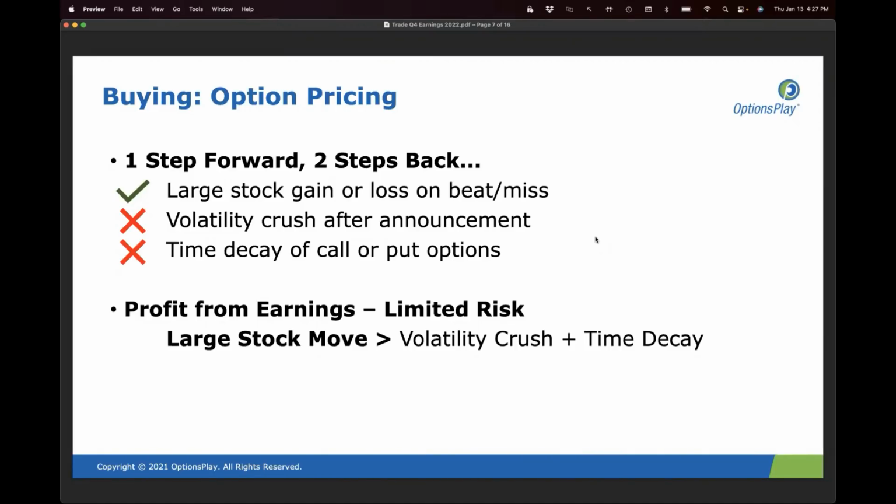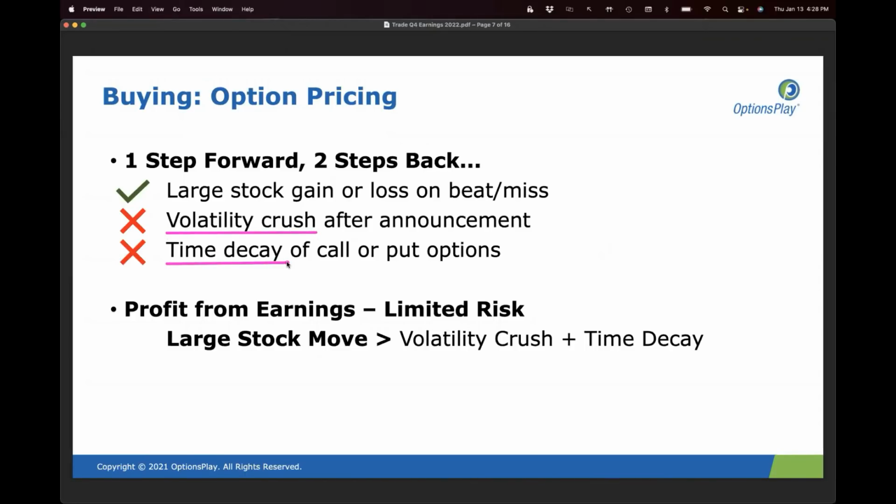So what I want to make sure is you understand what those pros and cons are based on these two strategies. So let's first talk about buying an option. Whenever you're buying an option like a call or a put or even a debit spread, this is what I call one step forward, two steps back. What I mean by that is that whenever you're buying an option like a call or a put going into an earnings announcement, you have two silent things in the background that are working against you. These are things that are constantly working against you that you have no control over. And that's volatility crush and time decay.